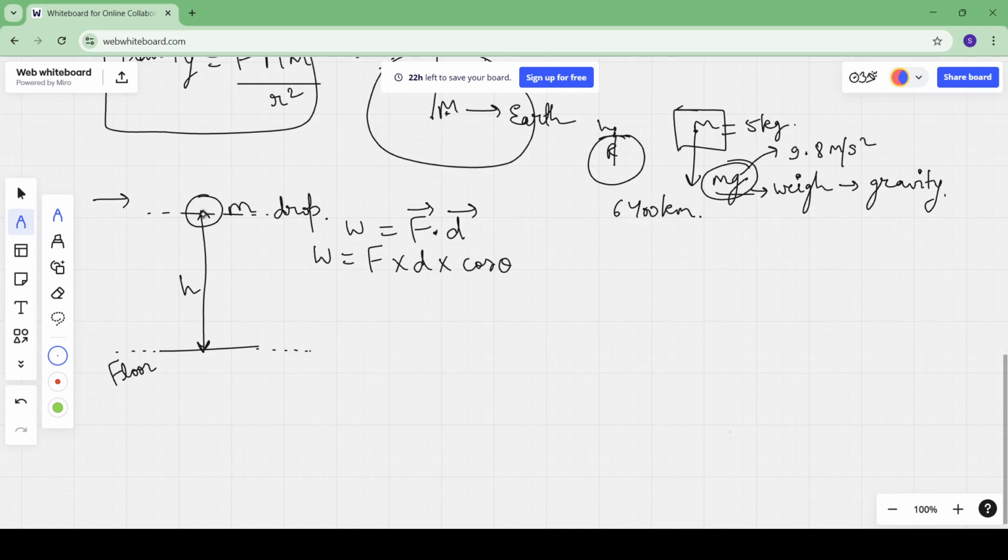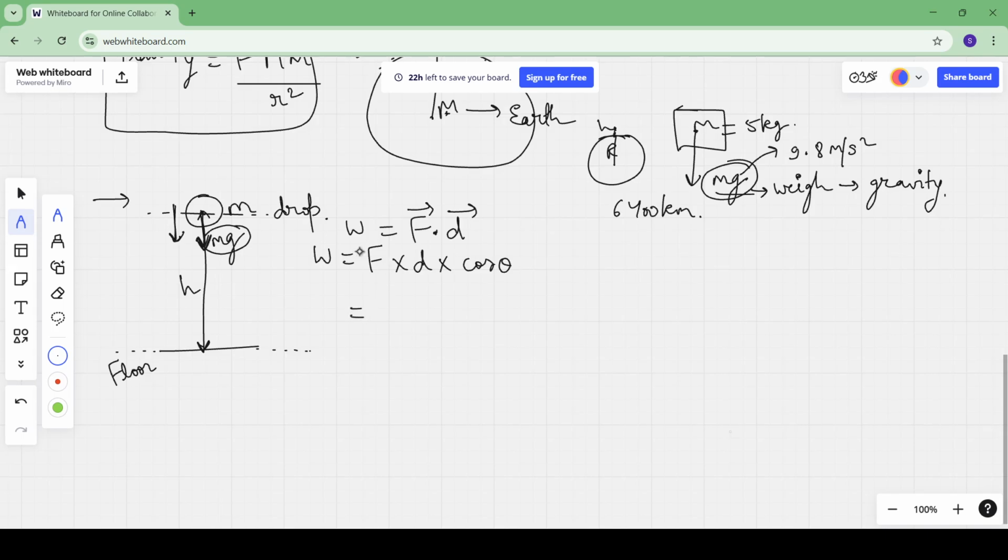In this case, as you can see, the object moves from up to down, so this is the direction of the motion. Also mg is the gravity which the earth is going to act on this object, so the direction of mg is also downwards, and the displacement of this object is in the downward direction. So the angle between the two is zero in this case.